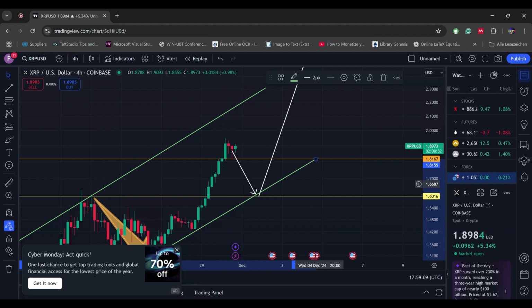breaking of support and resistance zones, key areas, key zones, key levels. Very important. Thank you very much.